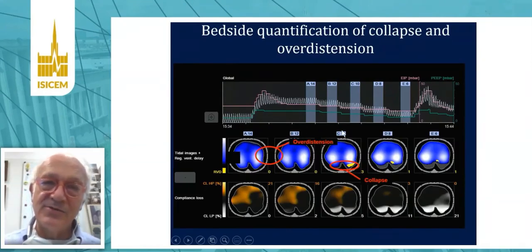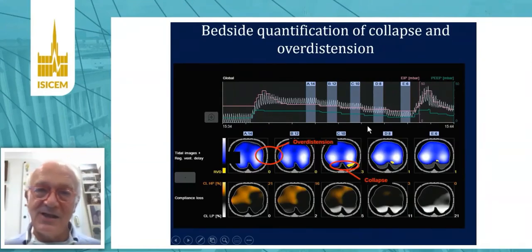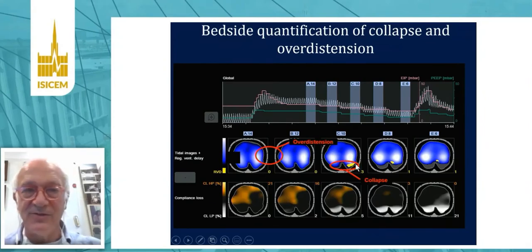Again, we can use electrical impedance tomography to study the effect of PEEP. And we have here in this patient 14 of PEEP down to 6. And you see that at 14 of PEEP, we have over-distension in some regions, while when PEEP goes lower than 10, we have collapse in the bottom of the lung.